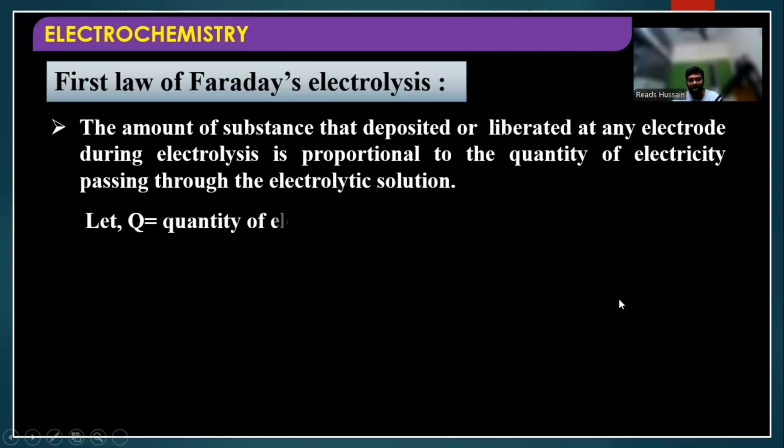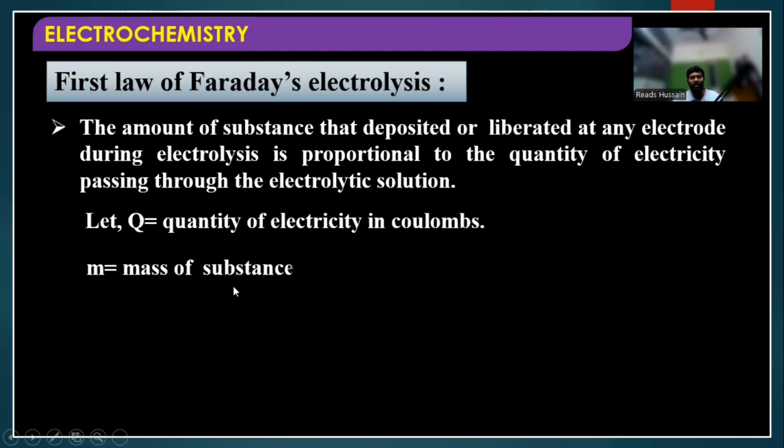Okay, its mathematical representation we'll see here. Q means quantity of electricity in terms of coulombs. Small m is the mass of the substance. How are these two related? Q is the quantity of electricity, m is the mass of substance. So both are directly proportional, no? Mass is directly proportional to quantity of current. This is a very simple form of Faraday's first law. If you can state this, that's Faraday's first law.